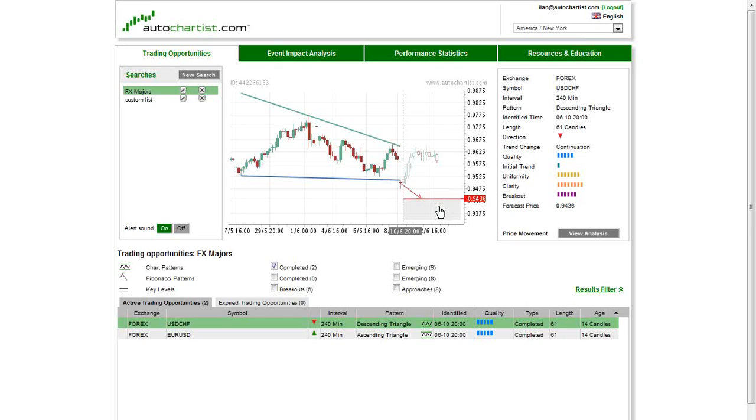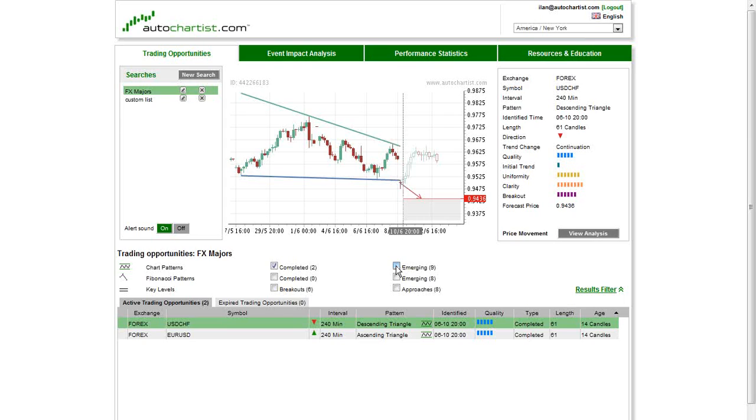Now you'll see one major difference between the image I showed you before on the pound yen and this image, which is the fact that a forecast region is provided here. Autochartist provides a forecast region for what we call completed patterns. Completed meaning they have actually broken through a support or resistance level.